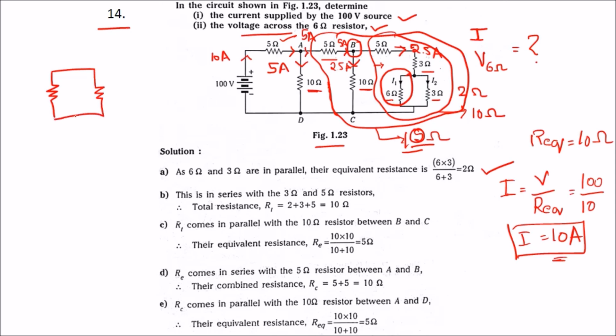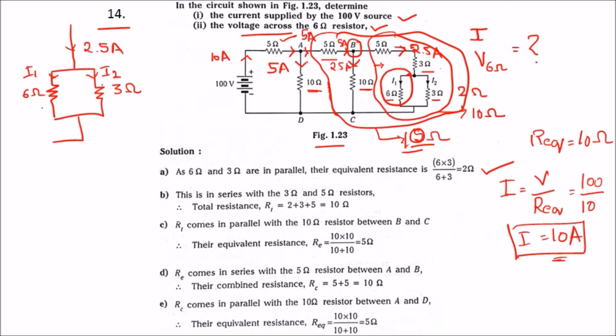So this is 6 ohm. So this is 3 ohm. So the current coming here is 2.5 amps. So let us take this as I1 and this as I2. Here you can see the ratio. Here the current will divide according to the value of resistance.